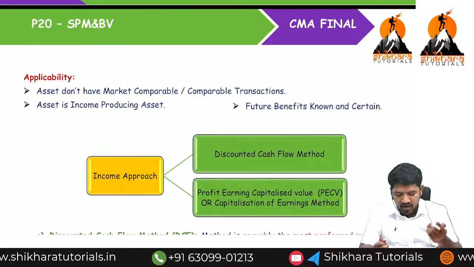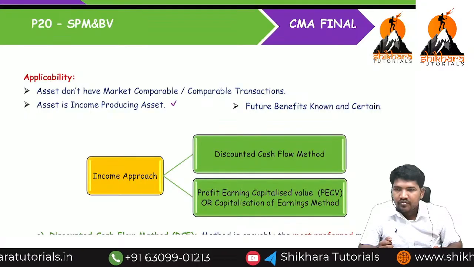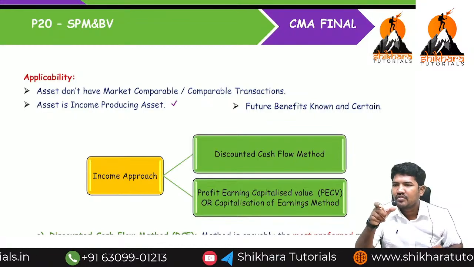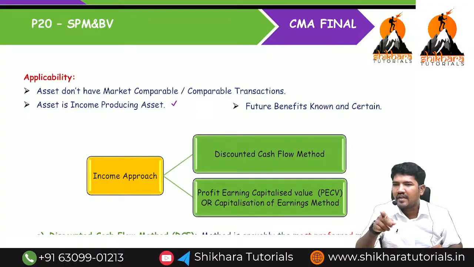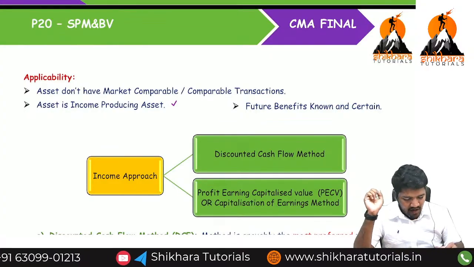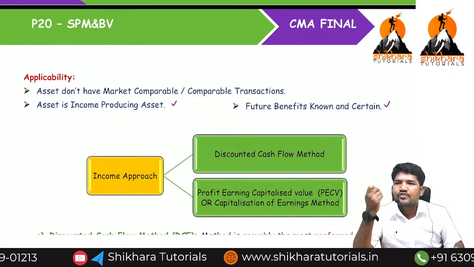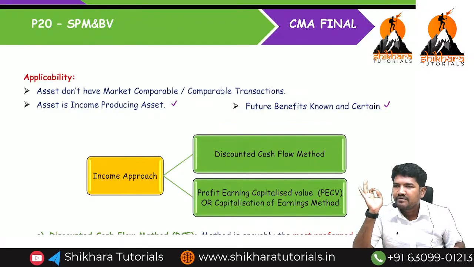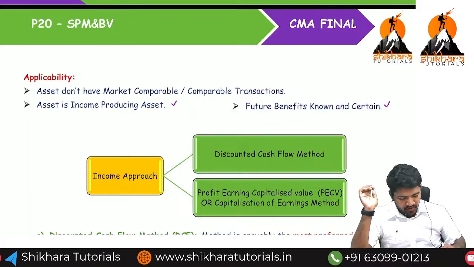Guys, clear? Now, the asset is an income-producing asset. So when you're doing a valuation, if the asset is generating revenue at its highest and best use, it means estimating revenue for more than 1 year. Then we can use the direct income approach methods. Next, are future benefits known and certain? Generally, future economic benefits we can't predict; we just estimate. Are you clear, sir? If it is possible, then go with the income approach.